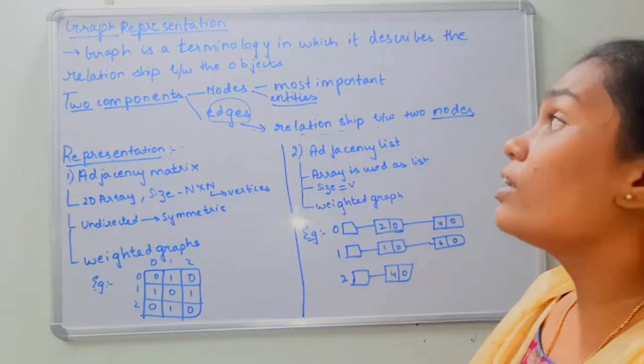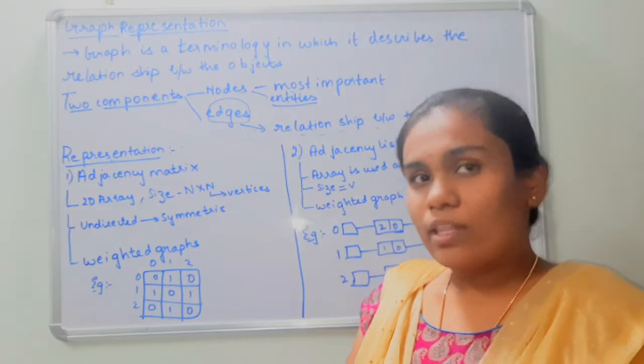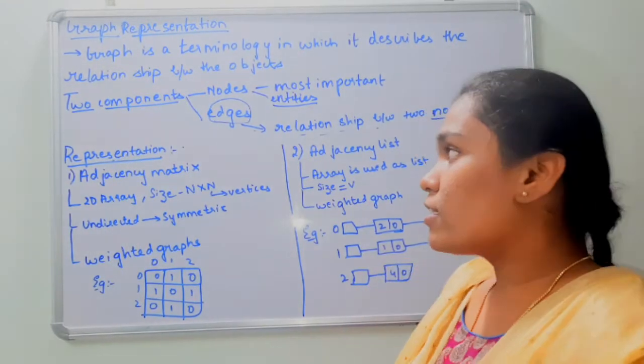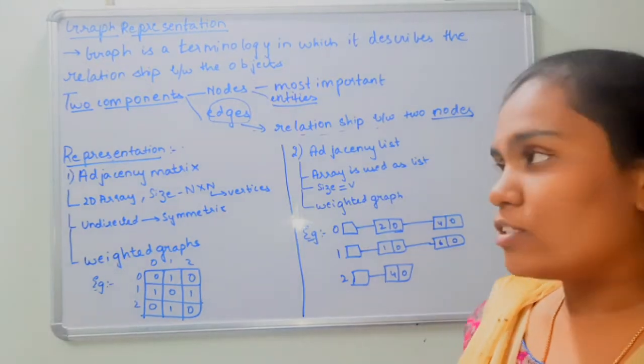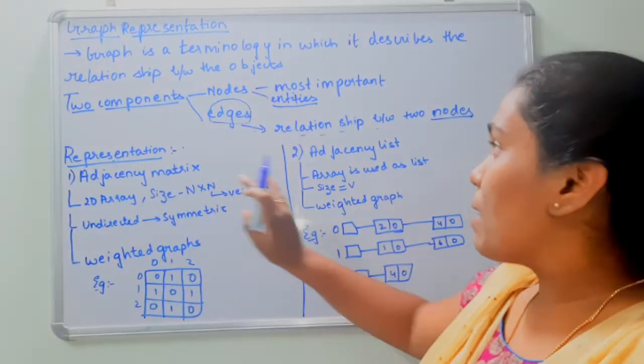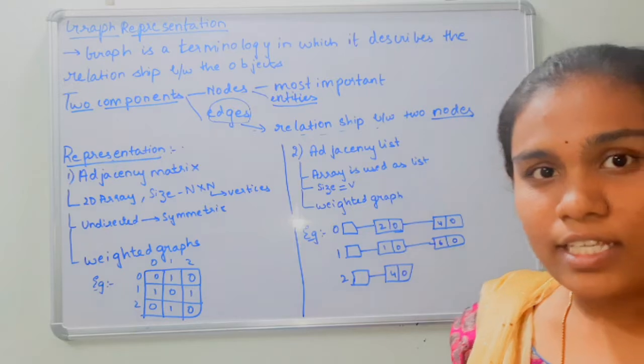Now let's get into the graph representation. How is the graph represented? The representation of a graph is of two types. One is adjacency matrix and another one is adjacency list.